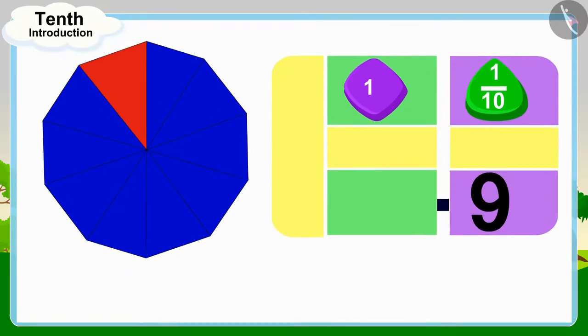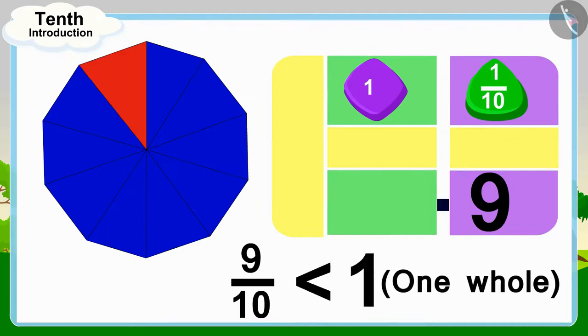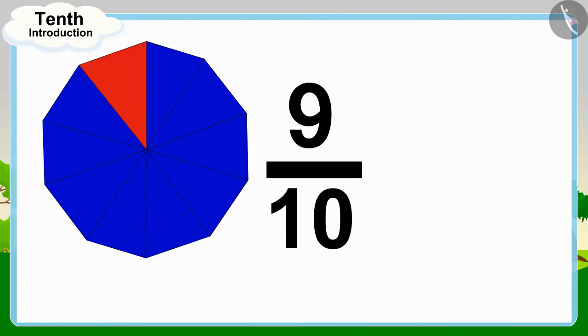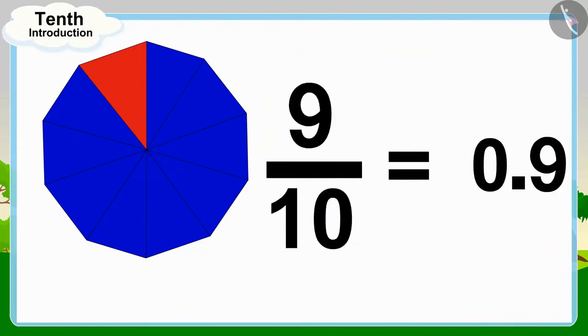And because 9/10 is less than one whole, we will write 0 in the units place before the decimal point. In this way, Golu has filled blue color in 9/10 or 0.9 parts of the flower.